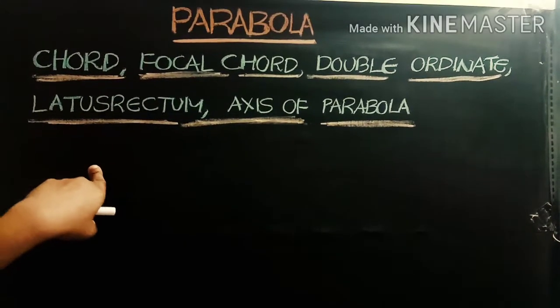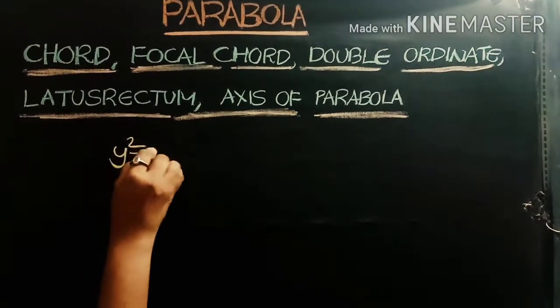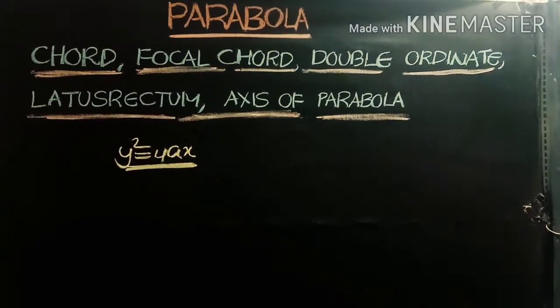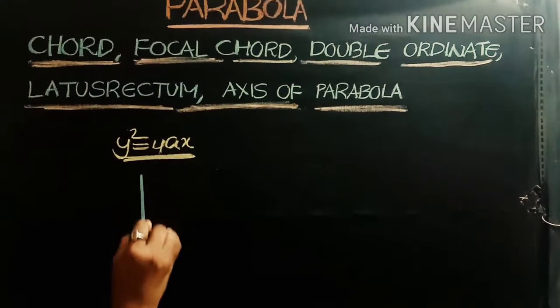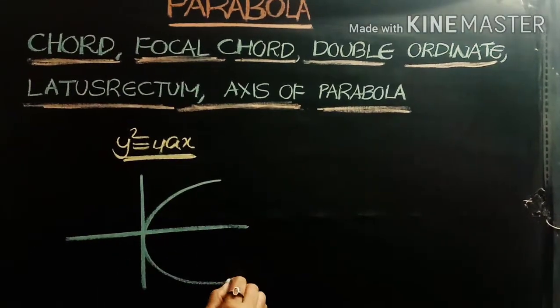In the last video we learned about the equation of the parabola in the standard form, that is y square is equal to 4ax. This is the equation of the parabola in the standard form, and the graphical representation of this parabola is like this. Now this is the parabola y square is equal to 4ax.